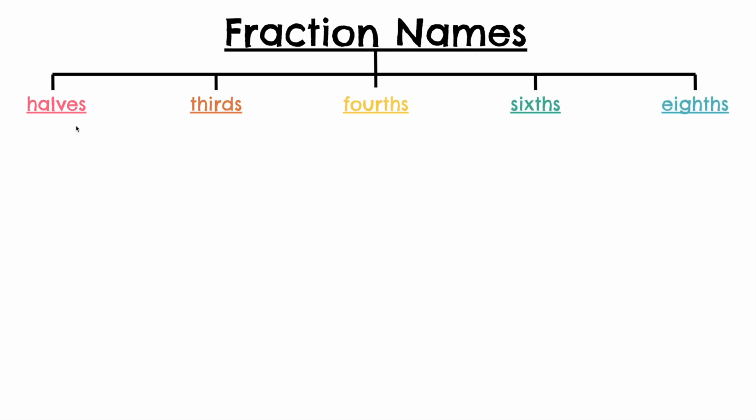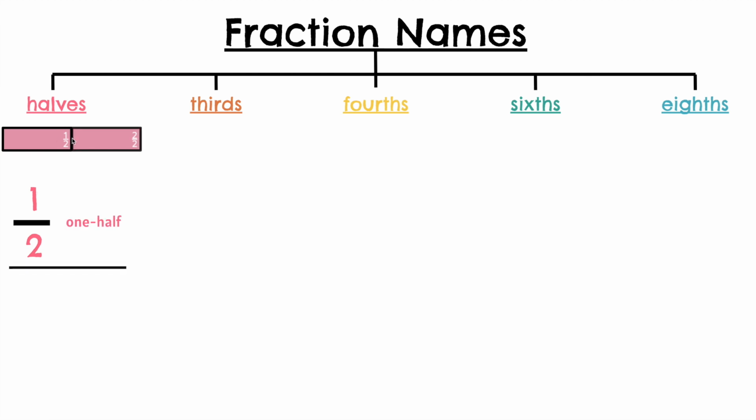Let's start with halves. Here we have a whole with 2 equal parts. These are known as halves. Let's just focus on one of them. If we have 1 out of 2 pieces, we can say that we have 1/2. If we have 2 halves, 1, 2, we can say we have 2 halves.